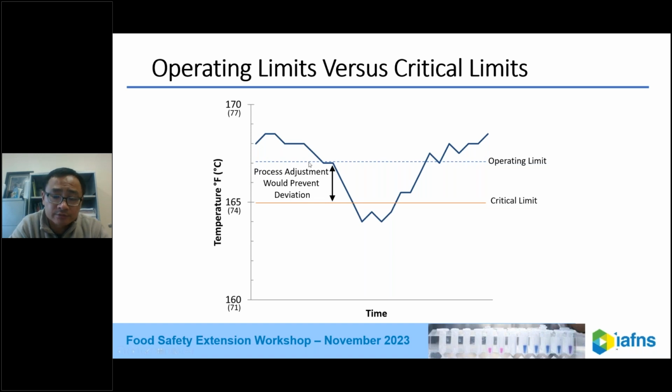But once you see your temperature is below the operational limit, but above the critical limit, you may need to do some adjustment to prevent deviation. However, your product is still good. You don't need to initiate corrective actions. However, if you see the temperature is below the critical limit, that means you have to initiate corrective actions. The product has to be held, the food safety plan may have to be reevaluated, and we may need to see how to treat those affected products. So this is a very nice figure showing that. You can see here the corrective action is required.